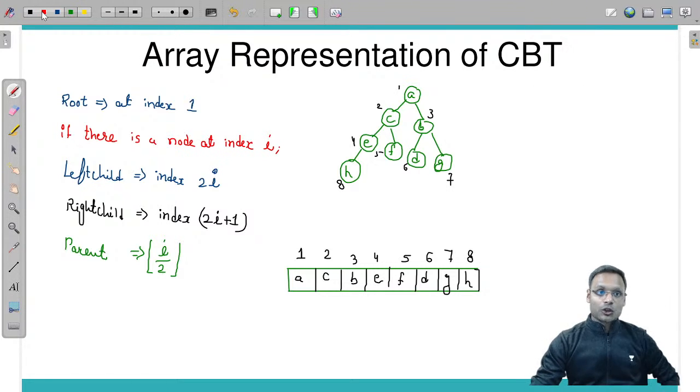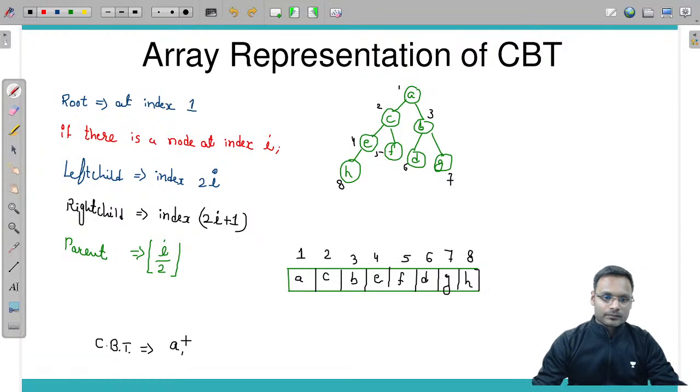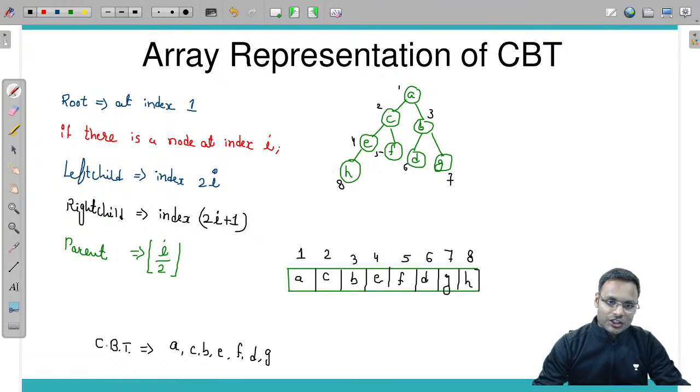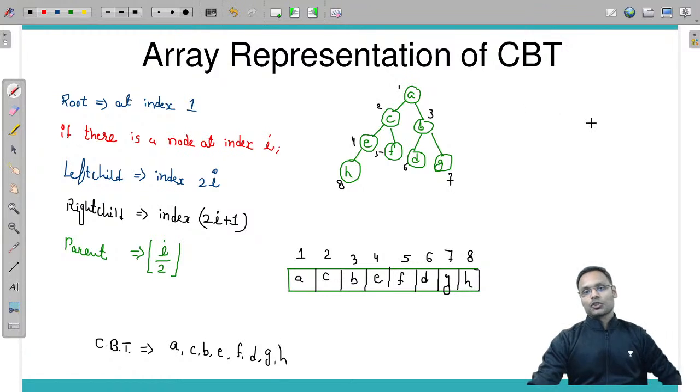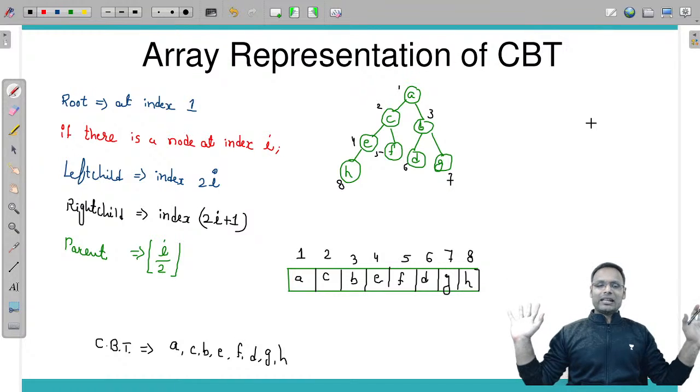Now, sometimes in questions, instead of giving you the array representation that way, they will give it like this. There is a CBT, a complete binary tree, and that particular complete binary tree is stored in the array in the sequence A, C, B, E, F, D, G, H. I guess you will be able to understand. This is the root, left and right are C, B. C's children are E, F, B's children are D, G, and then E's child H, from left to right. Arrange these nodes from left to right, level by level in the binary tree, and you will get the tree easily.